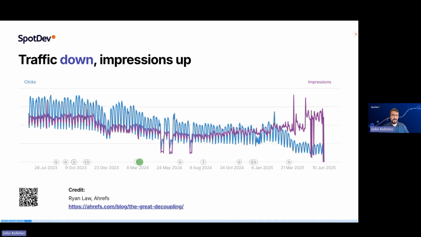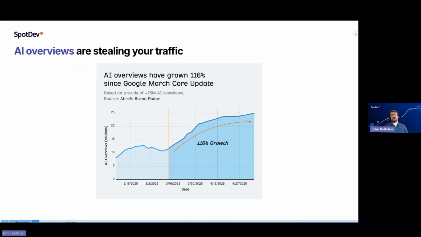You can see here, this is from the folks over at Ahrefs, the SEO software that you can use for auditing your site. But this is a trend that at SpotDev we are hearing again and again is true. If you are trying to get traffic from your website, then you've got to start thinking about it differently, because that search traffic you used to depend on has disappeared. Which begs the question, why has that search traffic disappeared? Well, first of all, AI overviews are stealing your traffic.